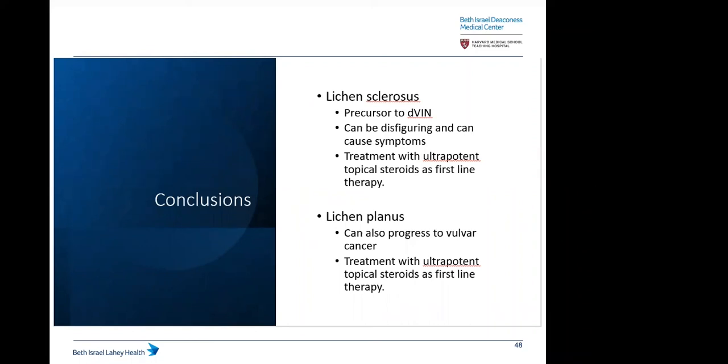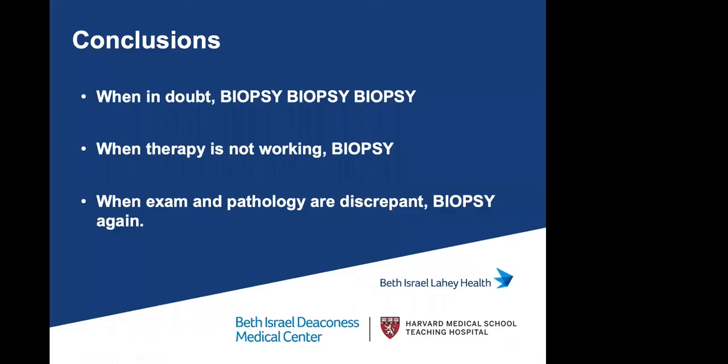Lichen planus can be treated similarly, and then there's that whole host of other options for patients with more refractory disease. This can be very symptomatic and quite challenging for some of our patients, and I'm sure we all have some of those patients who we just can't seem to help. And I will say that when in doubt, always biopsy, biopsy, biopsy. If patients aren't responding to treatment, biopsy again. When your therapy isn't working, biopsy again. When your exam and pathology are discrepant, biopsy.